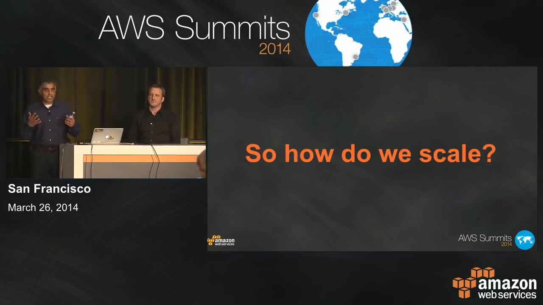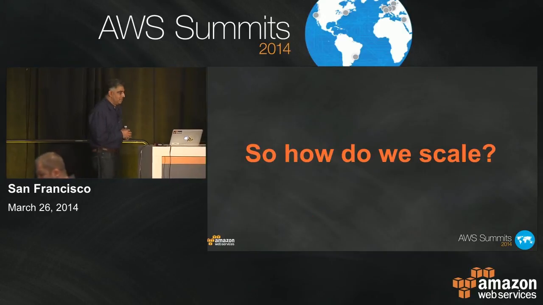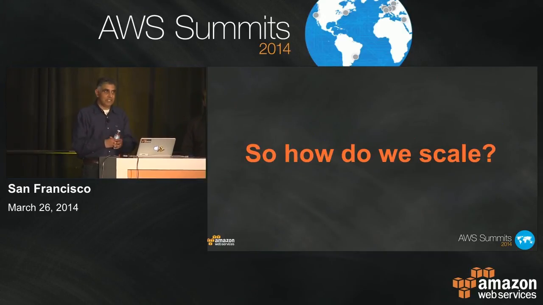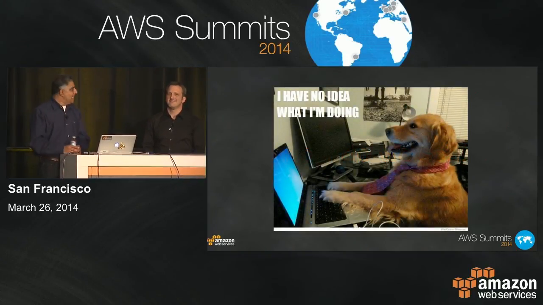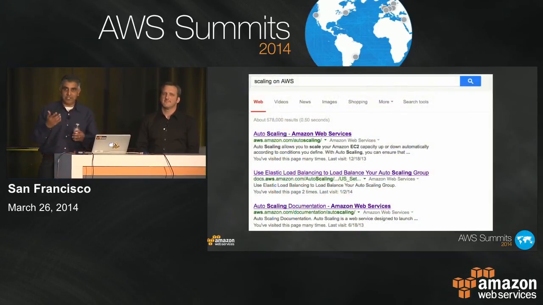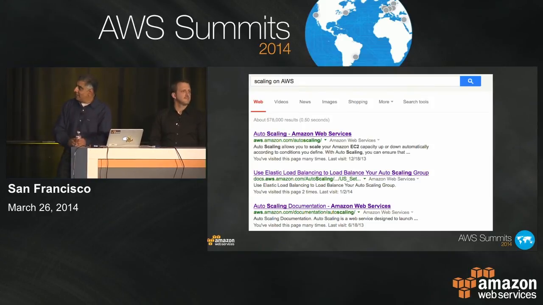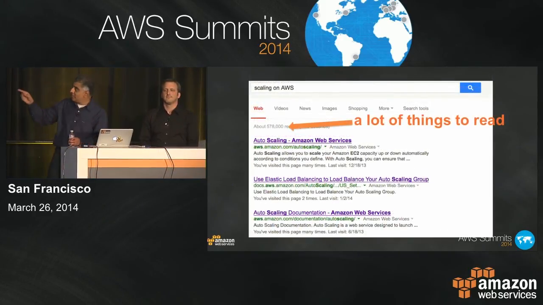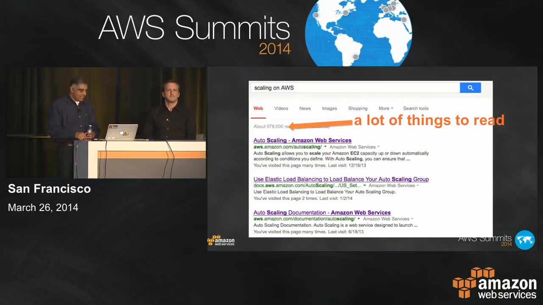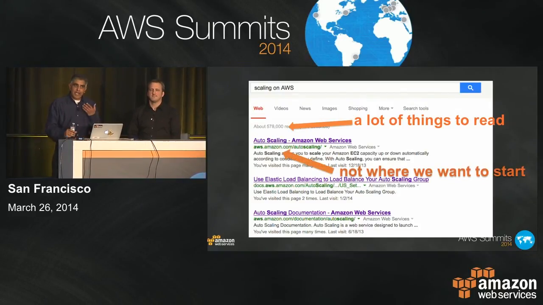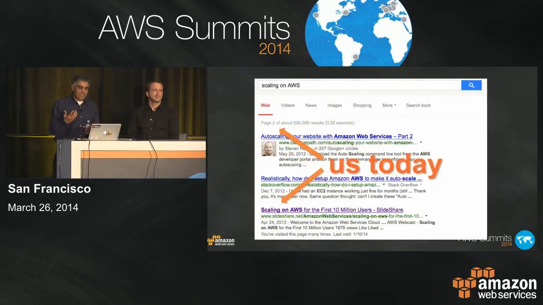So scaling is sort of a big topic, right? There's lots of things to read, lots of things you're probably hearing. Where do we start? A lot of people struggle, and if you're like most folks, you go into some search engine like Google here and say scaling on AWS. And as you can see, auto-scaling is the first topic that pops up. A lot of items to read, over 500,000 hits. And even though auto-scaling showed up as the first hit, it's probably not the place you want to actually start.